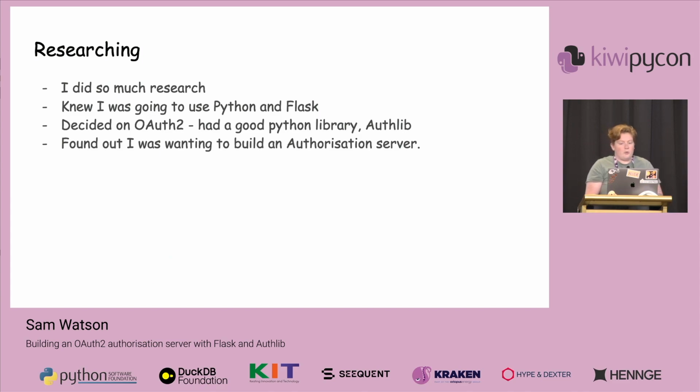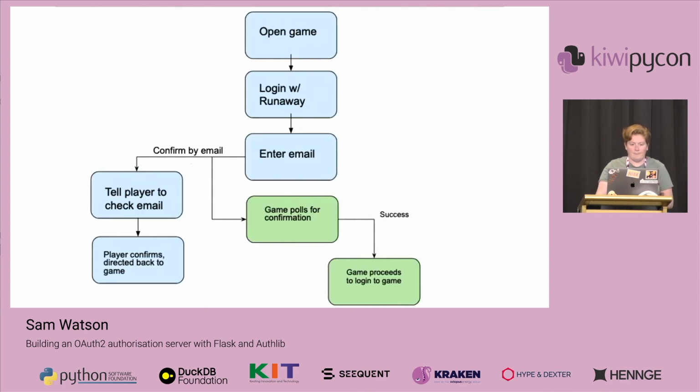So I spent about 2 weeks finding out all about it and figuring out what parts of OAuth2 were relevant to what we wanted to achieve with a login system. This is where I found out that what I was wanting to build was an authorization server. Once I figured that out, I started drawing up flowcharts to work out how it would all work together. This was the main flowchart I drew to figure out the most basic way the system would work.